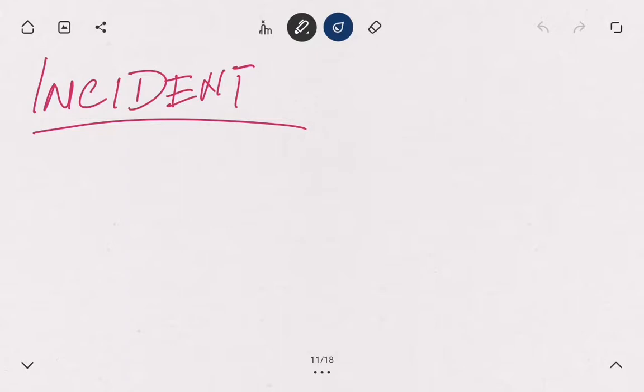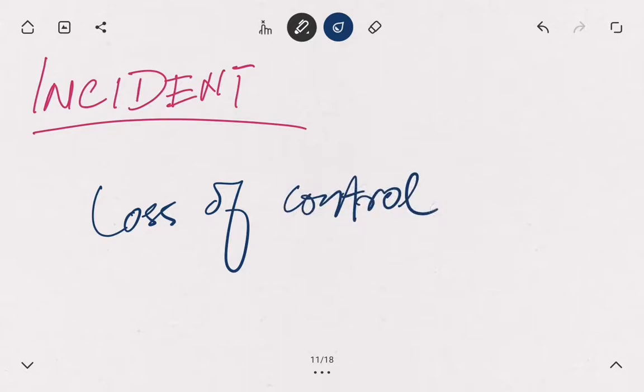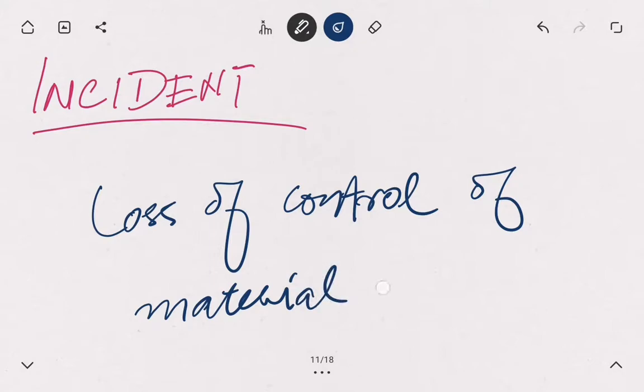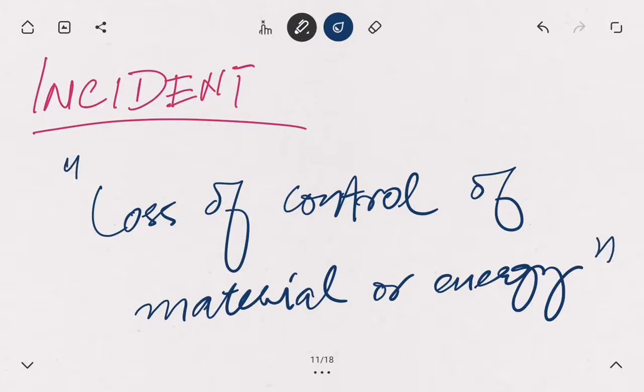Incident. Now this is also a very basic term, and in technical safety or in process safety we normally say this is the loss of control of material or energy. Such a happening in which we lost the control, or we lost the containment, for the material and energy, that is basically called an incident. Now we are trying to be in the boundary of the safety engineering.